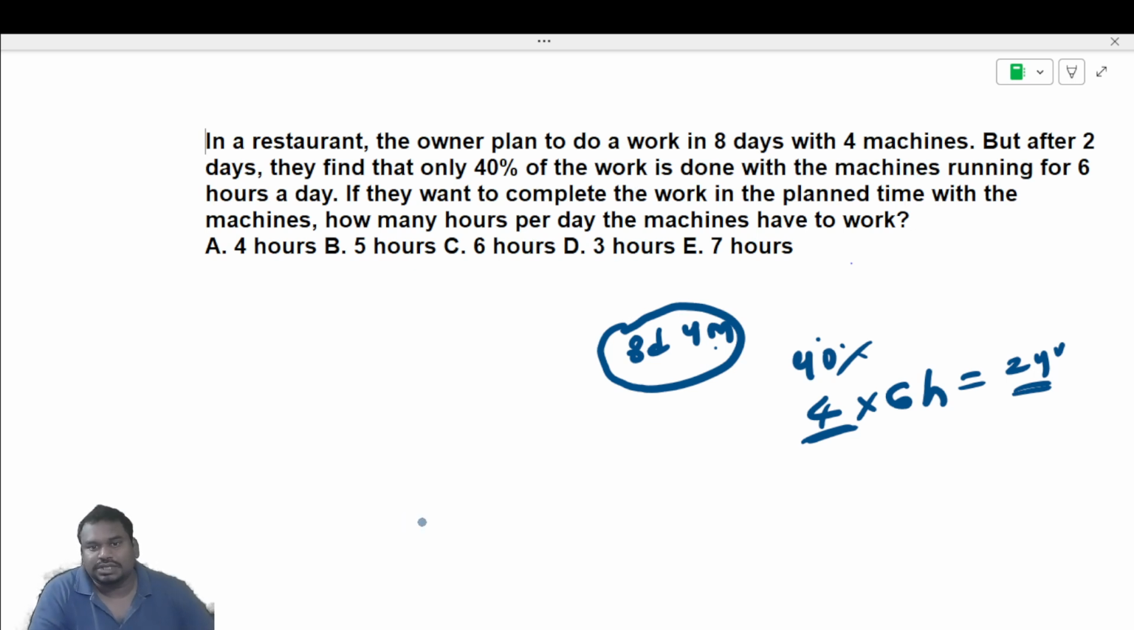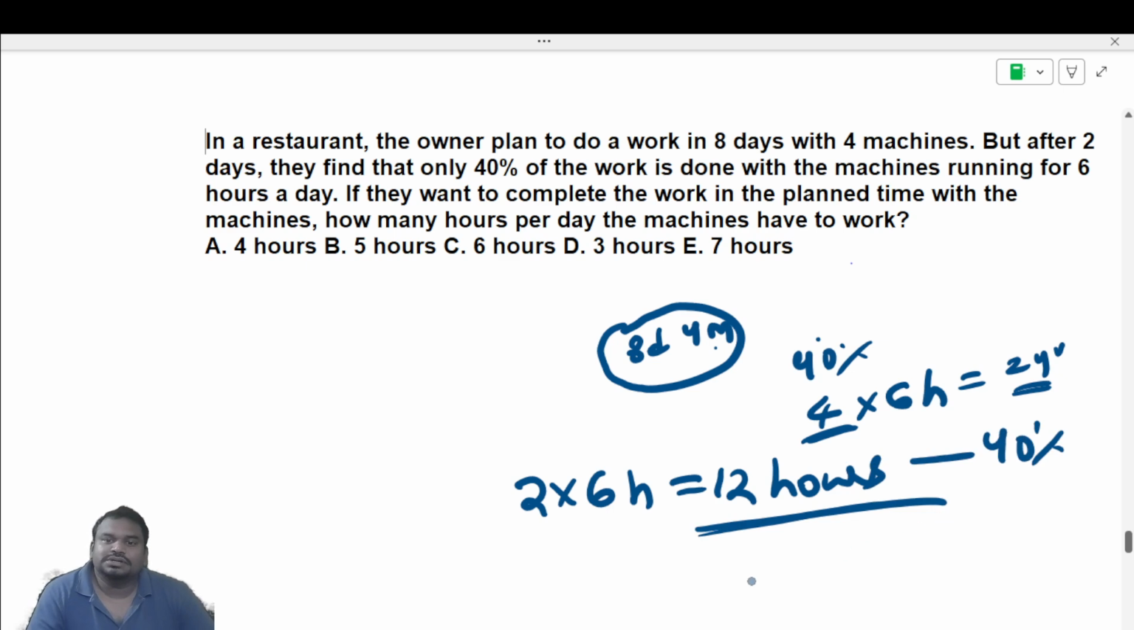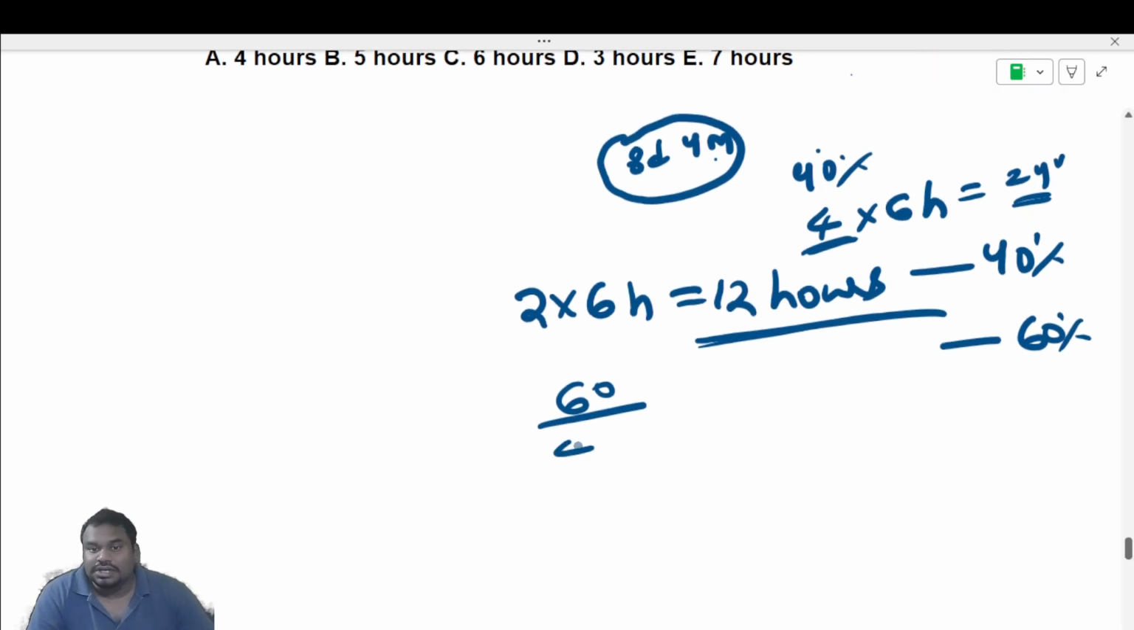So 40% of the work is done after 2 days. For 2 days they worked 6 hours a day, which means they worked 12 hours. In 12 hours they completed 40% of the work. So the remaining 60% of the work is left. So how much time will they take, based on this information, to complete the work? If they can complete 40% of the work in 12 hours, how much time will they take to complete the remaining 60%?